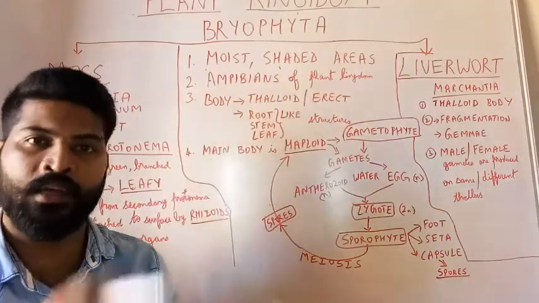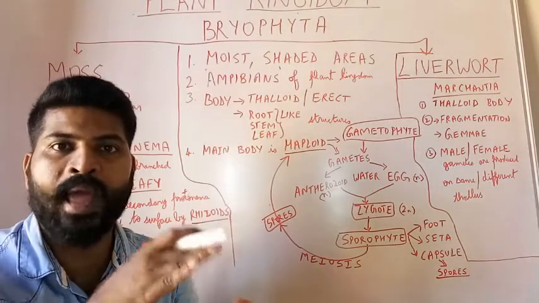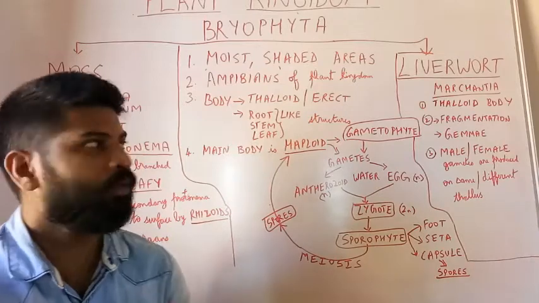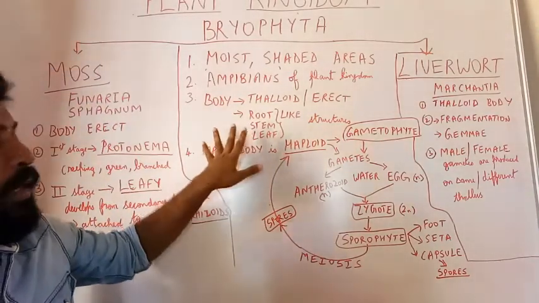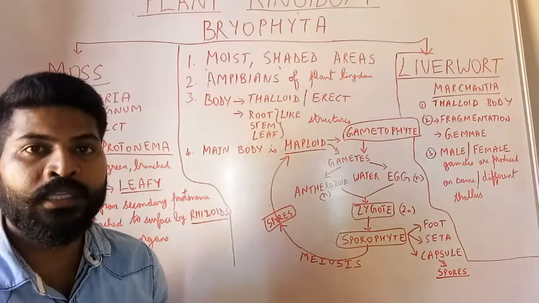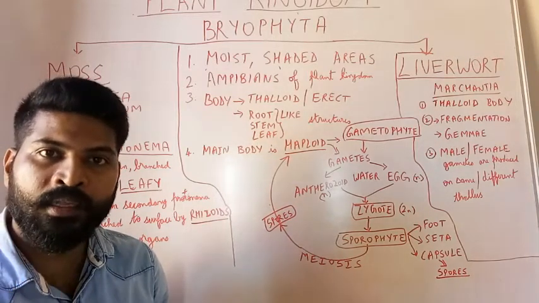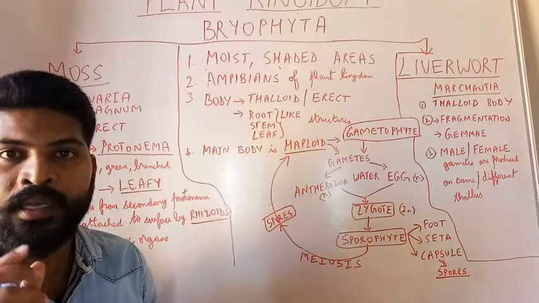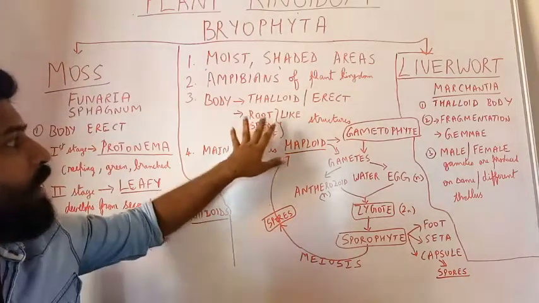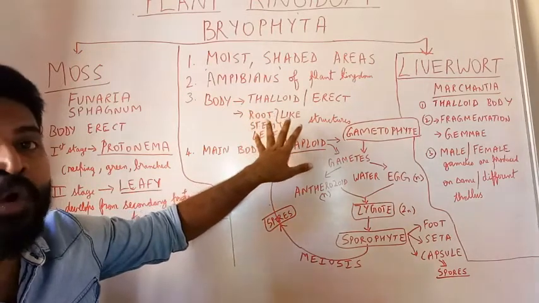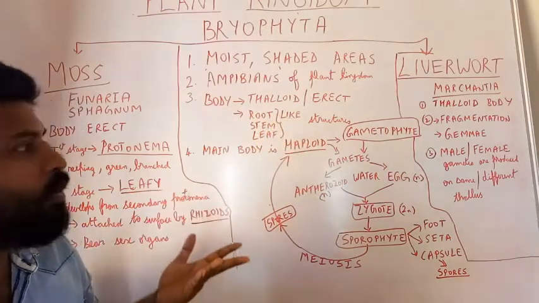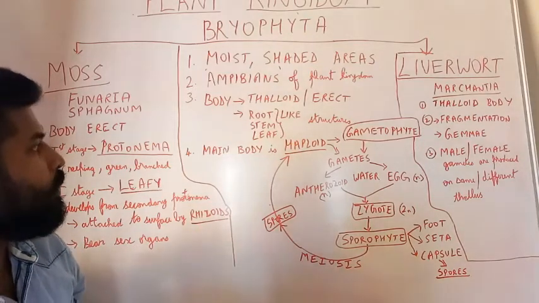The body may be either flat, that is a thalloid body, or it could be upright and erect. They lack root, stem and leaf. Instead, root-like, stem-like and leaf-like structures are seen. The root-like structures are called rhizoids. These could be either unicellular or multicellular rhizoids.